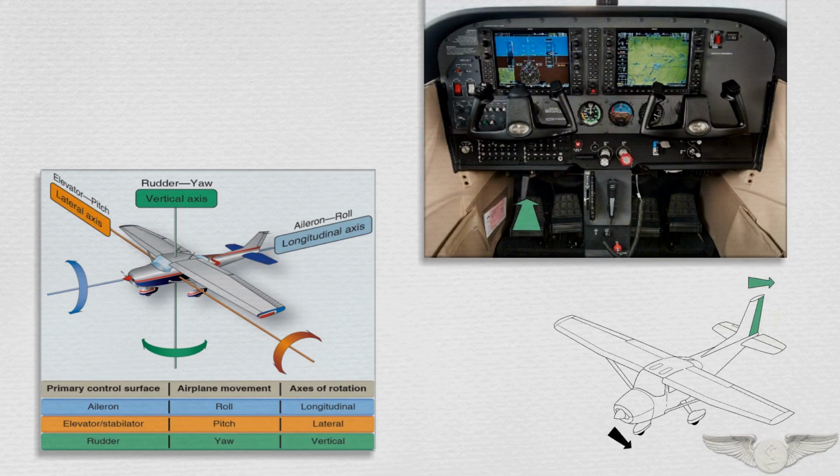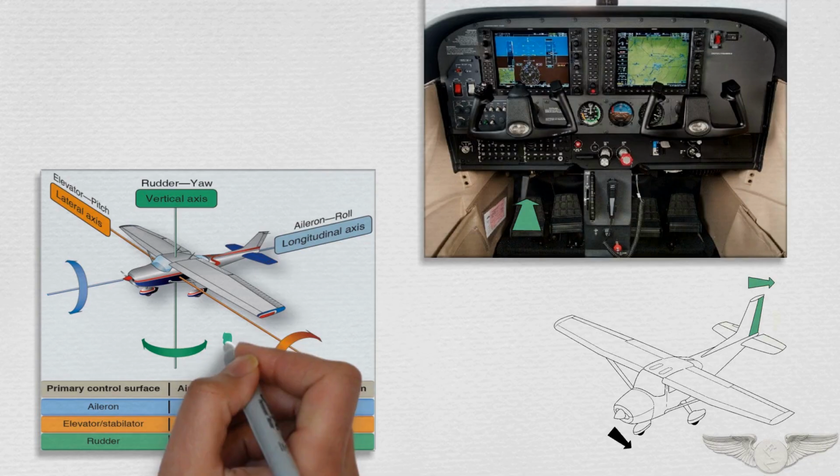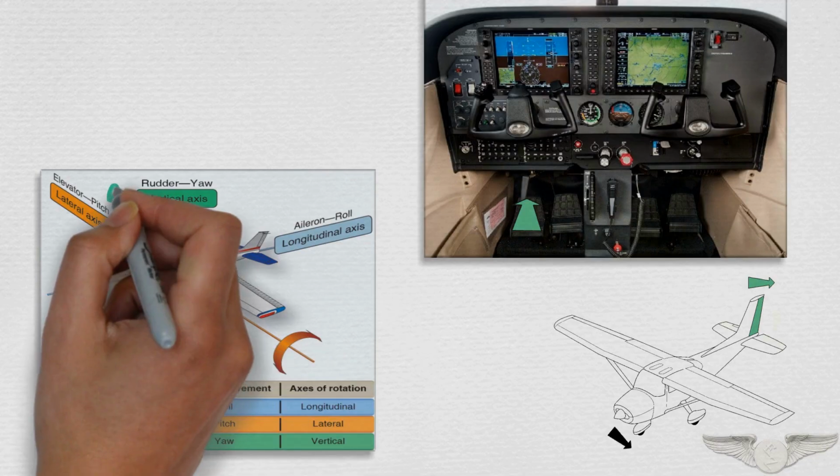We use the rudder not to turn, but to initiate our turns and coordinate them with the ailerons. You will cover this more in the turns to headings lesson. So again, this is called yaw, and it operates on the vertical axis of the airplane.